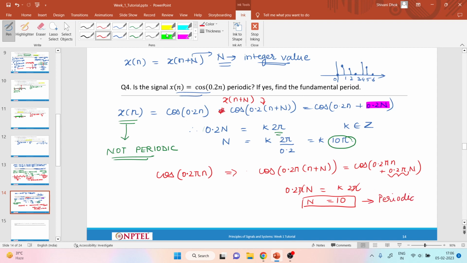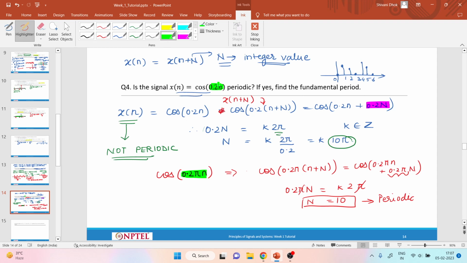So an important point you can look at here is this factor: 0.2n, and here it is 0.2 pi n. Madam, is the answer n is 20 or n is 10? N is 10. This pi is getting cancelled, not the 2. Let me write it more clearly. Sorry, I also made a mistake. So this pi is getting cancelled. This 2 is not getting cancelled.